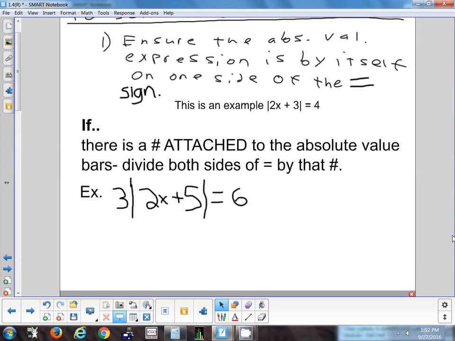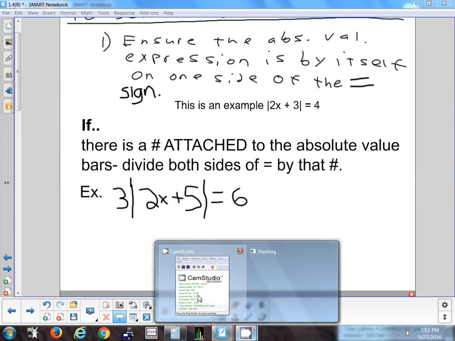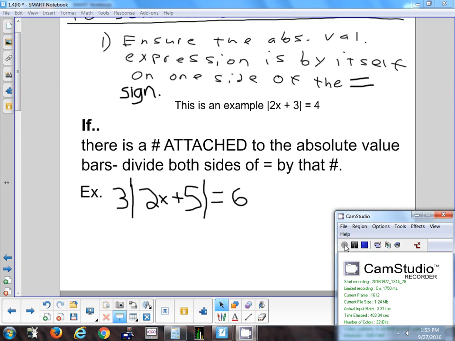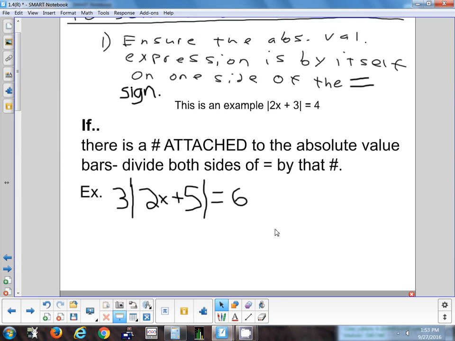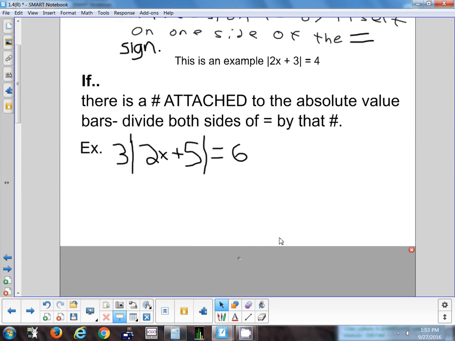So I'll give you guys about 10-15 seconds to get the rest of that written down before I ask you guys how we're going to solve this. So, for this one, someone tell me what's wrong with this by raising their hand. What's wrong with this? Shannon, what's wrong with it? There's a number attached to the absolute. Yeah, there's a number attached to the absolute value. What's that number? 3. There's a 3 attached to the absolute value. It's not by itself, so I can't go ahead and solve it. I got to get the absolute value by itself first.